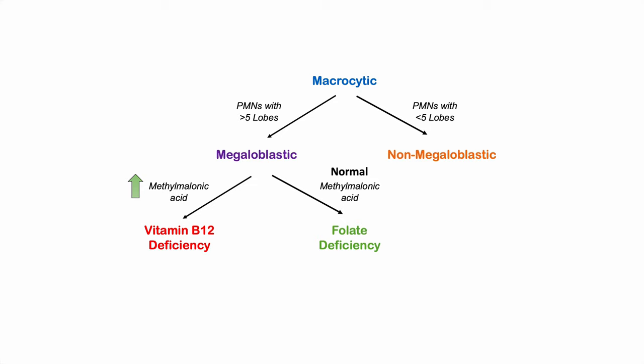So again, once we've figured out that we have macrocytic anemia, we look at the neutrophils on a blood smear. If they're hypersegmented, meaning more than 5 or 6 lobes, that is megaloblastic. And we look at methylmalonic acid to distinguish between whether it is caused by vitamin B12 deficiency or by folate deficiency. You could also look at folate and vitamin B12 levels to distinguish between the two. But if vitamin B12 and folate levels are equivocal, which means that you don't actually know which one is causing this macrocytic megaloblastic anemia, you can look at a methylmalonic acid level. If it's high, it means that it is vitamin B12 deficiency. If it's normal, it means that it is folate deficiency.